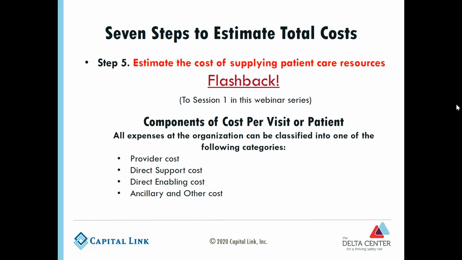Bob can talk about this a little bit, but it's a flashback to our first session, which is that step 5 is to estimate the cost of supplying the patient care resources. So that's the provider cost, direct support, direct enabling, ancillary, and then over that we'll overlay the overhead costs later. But for this cost per visit from an operational point of view, this is the group of costs you need to work with.